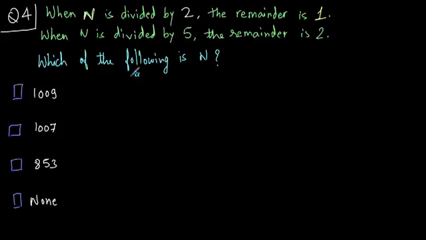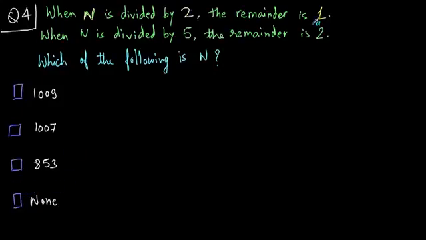Okay, on to the fourth question. Now you can solve this question using the division formula: dividend equals divisor into quotient plus remainder, but that would take time. So my suggestion would be to try all these options. You have to find the number n which is given in these options, which is one of these four options.